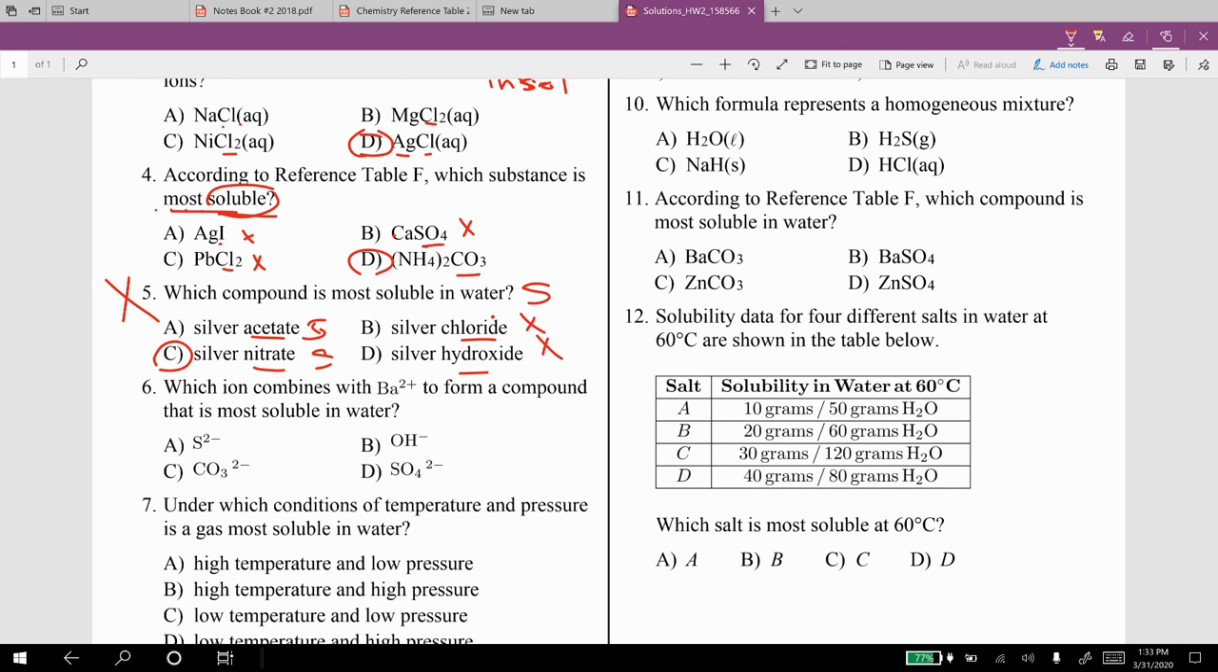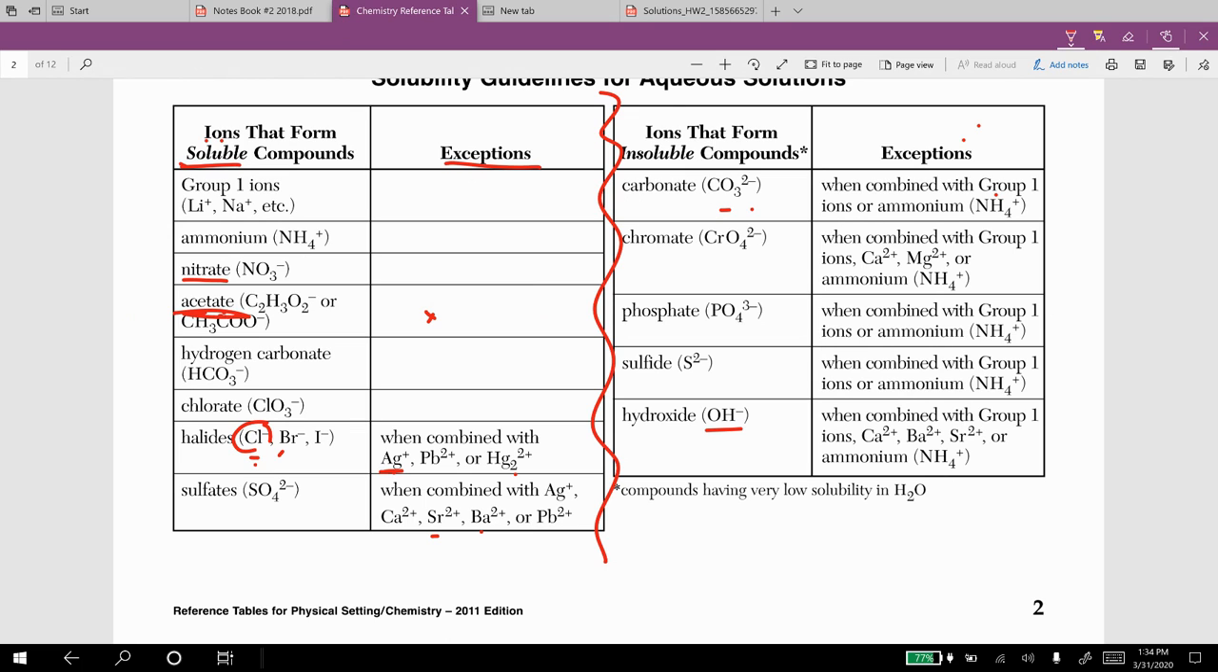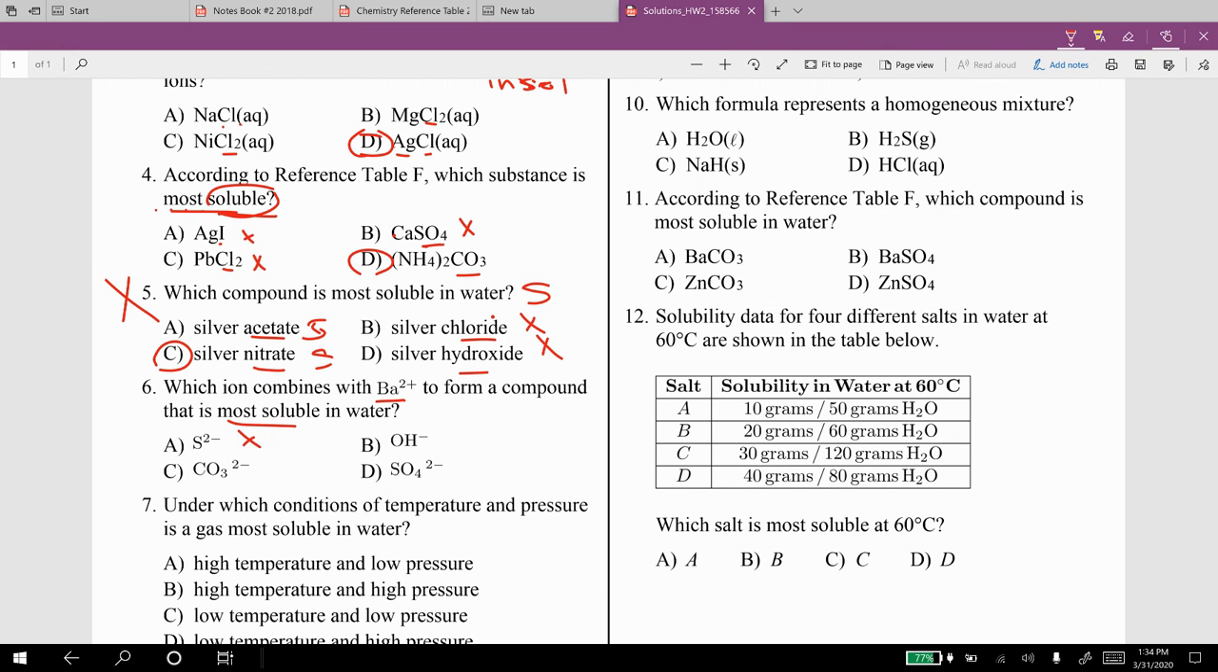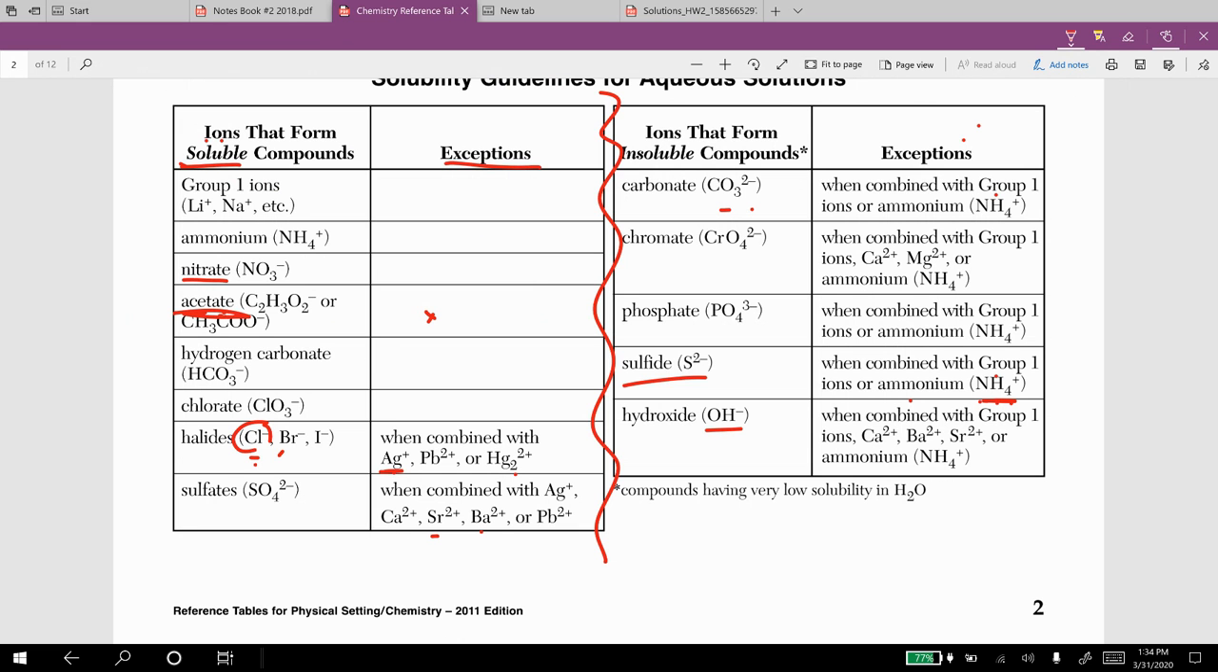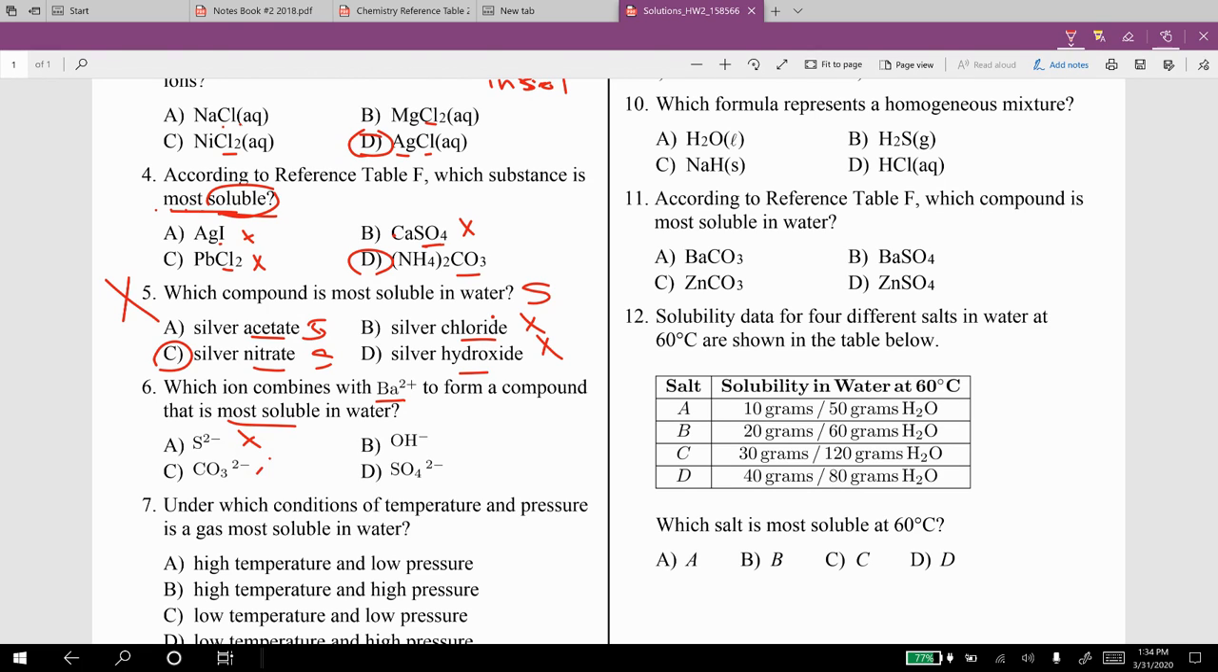Okay, so which ion combines with barium to form a compound that is most soluble in water? So I'm looking for something that combines with barium to be soluble. So I've got a sulfide with a sulfur. So let's look at that first. Sulfides are insoluble, except if they're in group 1 or with an NH4. Is barium in group 1? No, barium is in group 2, so that makes that insoluble. So now let's look with barium and carbonate. So carbonates are insoluble, except with group 1 or NH4. Is barium in group 1? No, barium is in group number 2, insoluble.